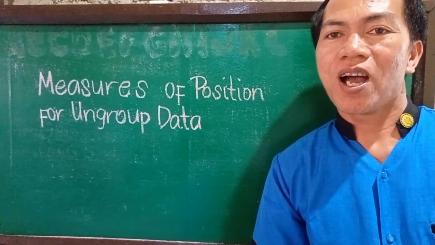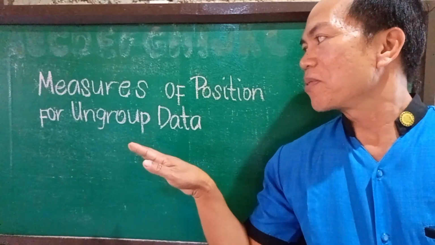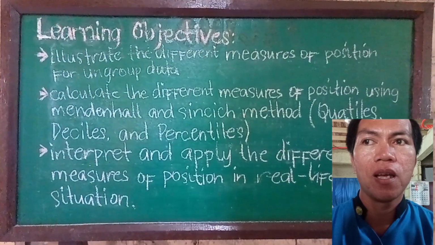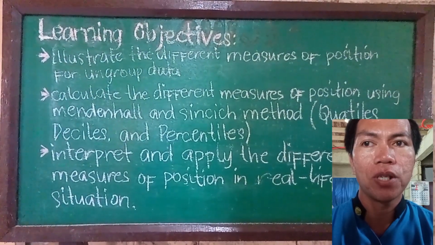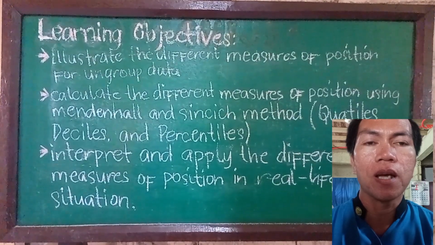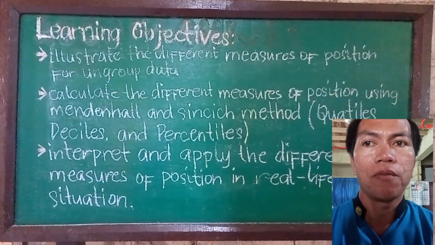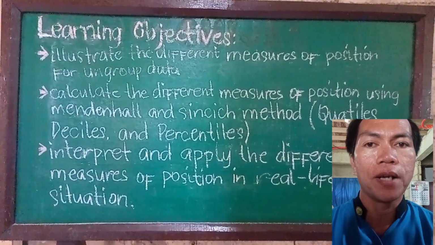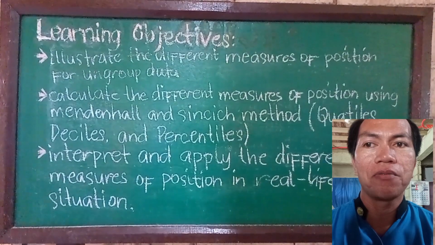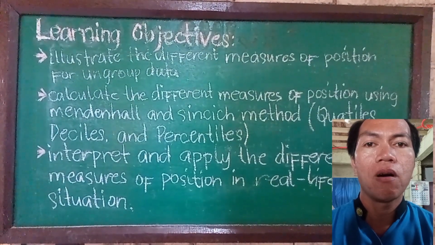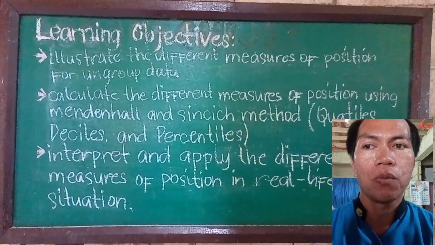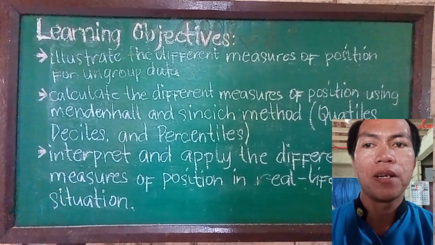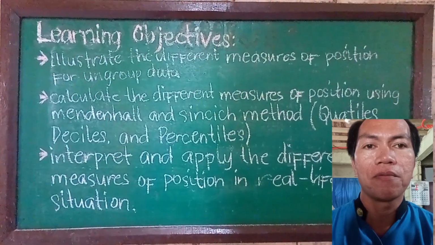For today's video, I will be discussing the measures of position for ungrouped data. As we go through our discussion, let us first read our lesson objectives to be guided in this topic. At the end of this video, you should be able to illustrate the different measures of position for ungrouped data, calculate the different measures of position using the Mendenhall and Sincich method, the quartiles, deciles, and percentiles, and interpret and apply the different measures of position in real-life situations.